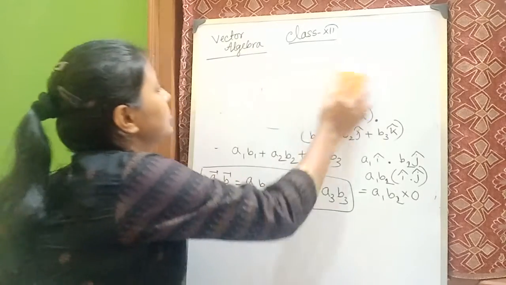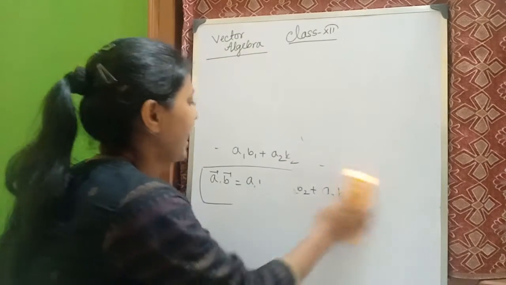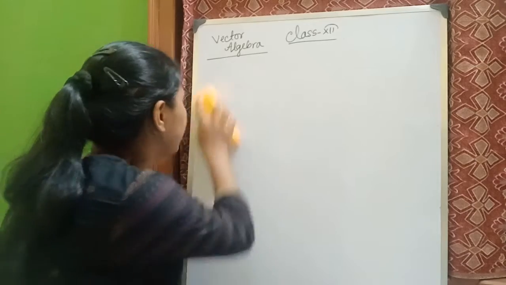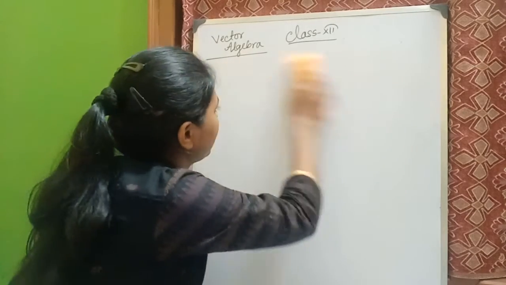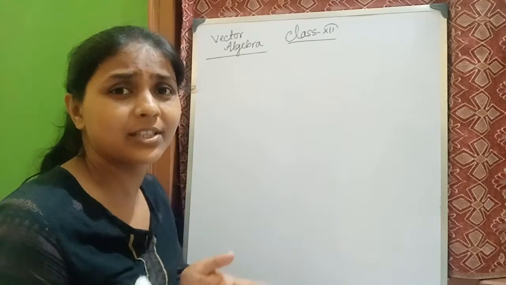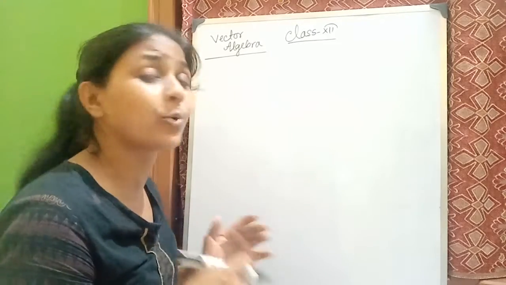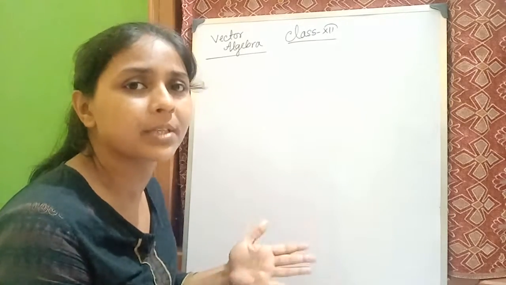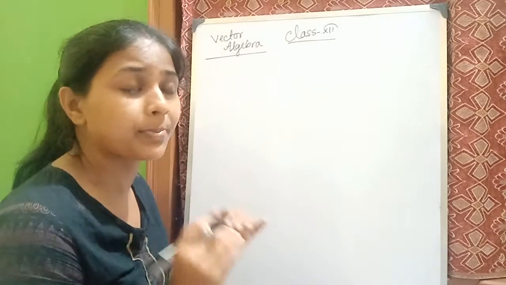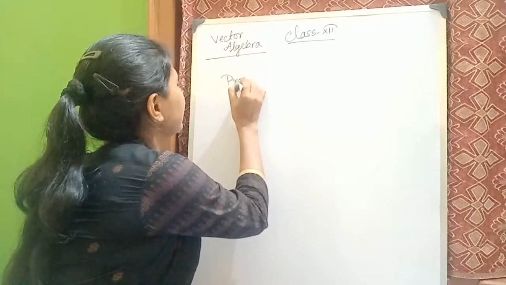Now coming to dot product's application, its representation, and physical representation. Physical representation is actually projection, finding projection of something, projection of a vector. That is the main application of dot product, finding projection of something. Okay, so projection of a vector is our next topic.